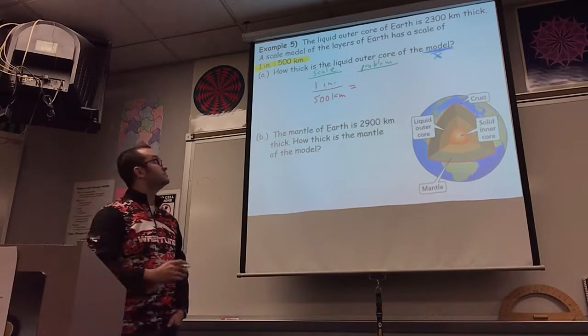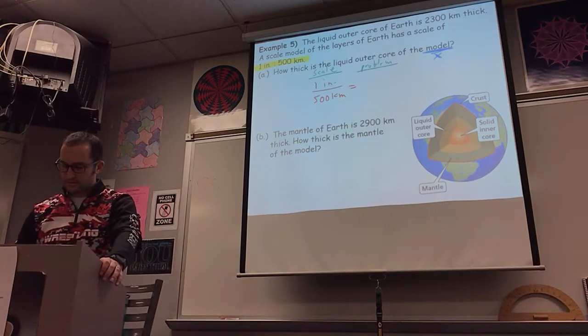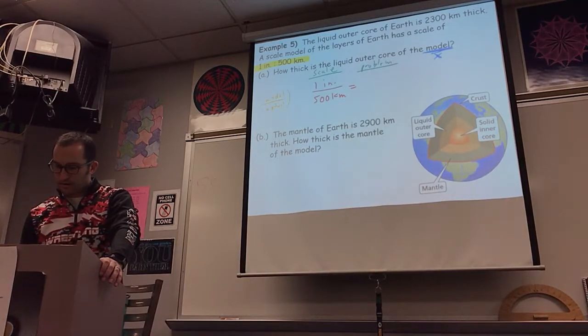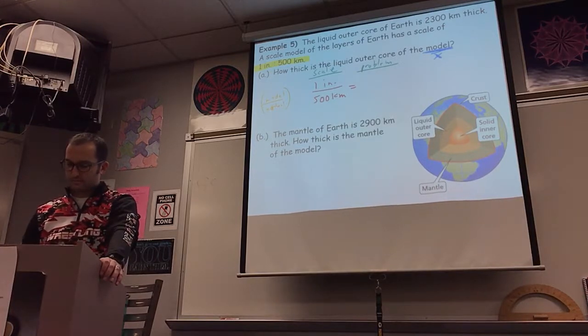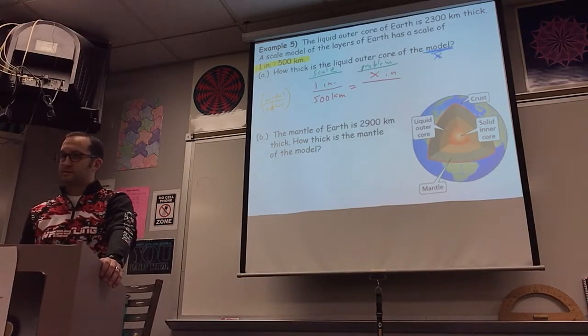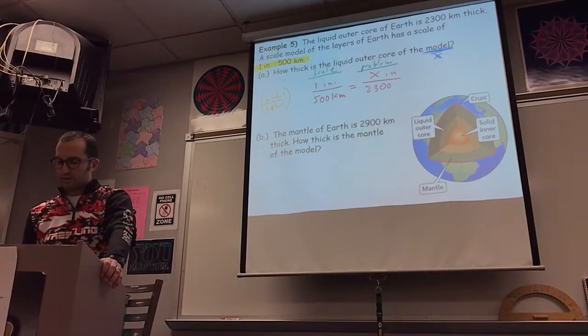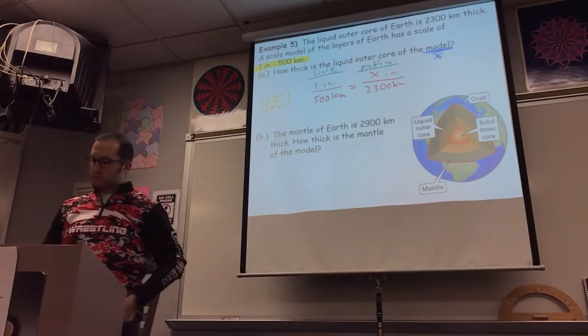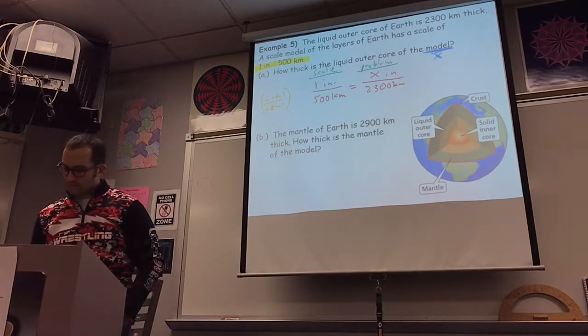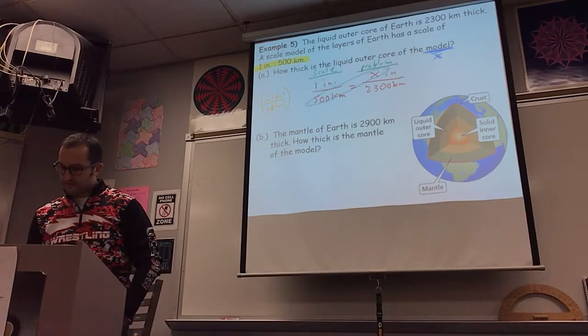That's going to be equal to, keep in mind that this is model over actual, right? X inches over 2,300, good, 2,300 kilometers. And this one's not a nice multiplication either, so I'm probably going to use cross products. I'm going to get 500x equals 2,300.